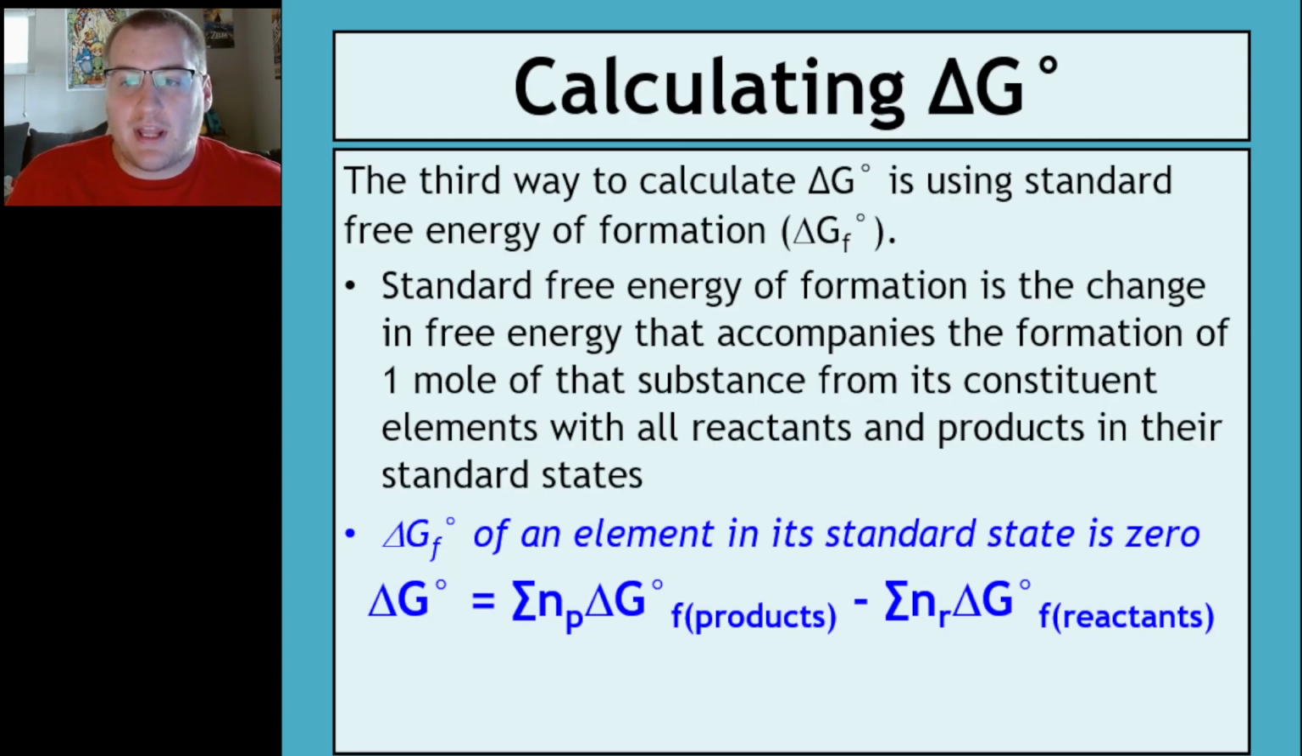The standard free energy of formation is the change in free energy that accompanies the formation of 1 mole of that substance from its constituent elements, with all reactants and products in their standard states. The delta G of formation of an element in its standard state is 0. Okay, so the standard state of an element, meaning just one of them by itself, or if it's one of the 7 diatomic molecules, having 2 of them, it will be 0, just like with enthalpy. So the only time a free element isn't 0 is for entropy.